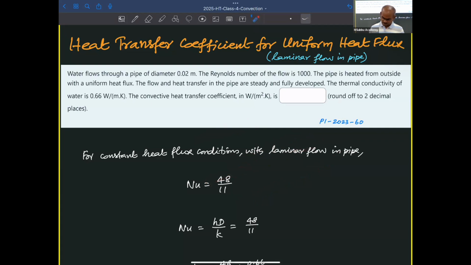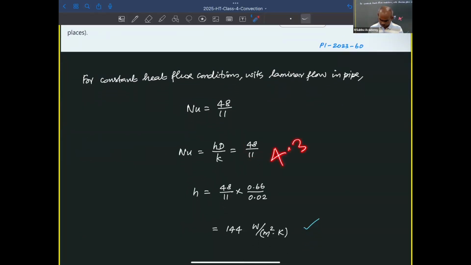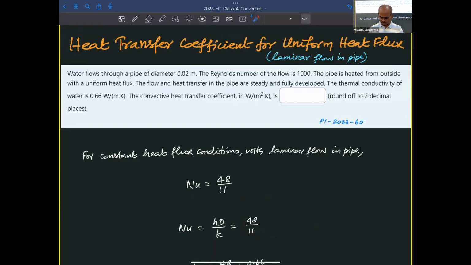For the case of laminar flow through a pipe, there are already some fundamental derivations. You'll be getting an end result like Nusselt number equal to 48 by 11. Since it is a kind of whole number, you can easily say these are all based on the derivation for laminar flow through a pipe. From that, you get this Nusselt number for constant heat flux conditions. This is 48 by 11, or sometimes it is given as 4.36. So the Nusselt number is 4.36 for constant heat flux conditions.